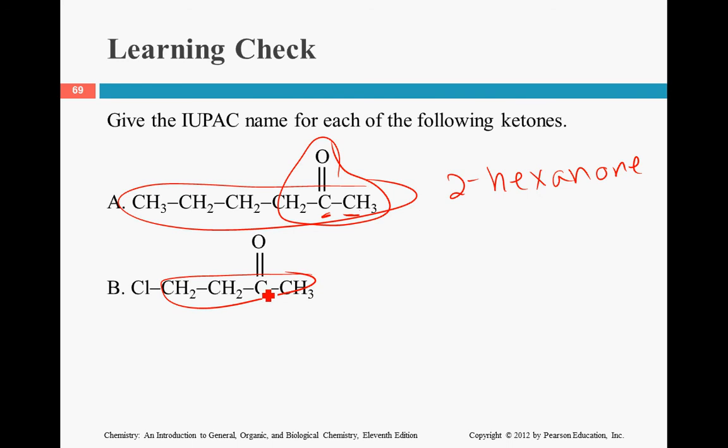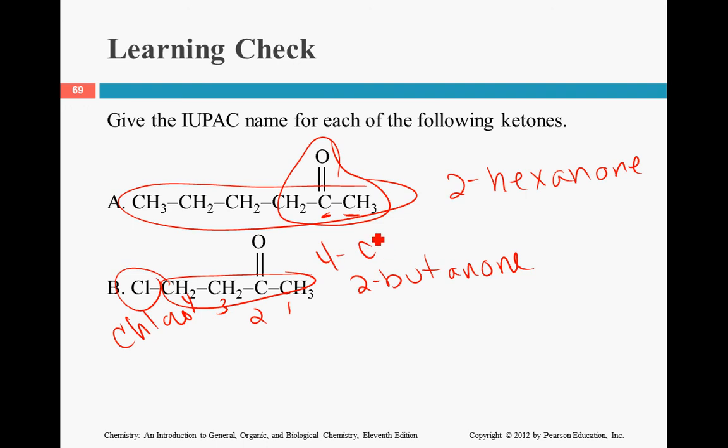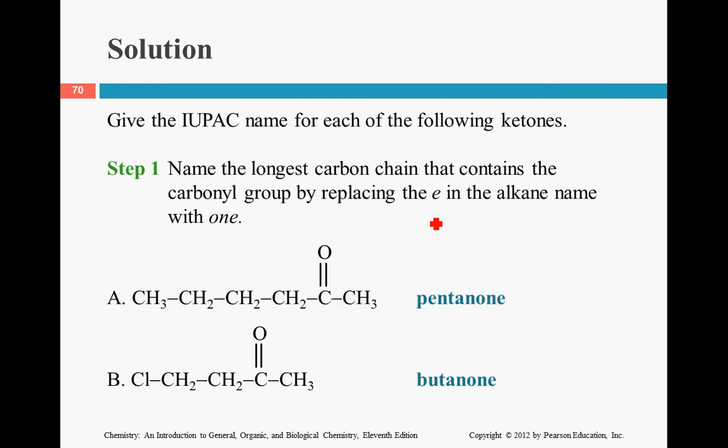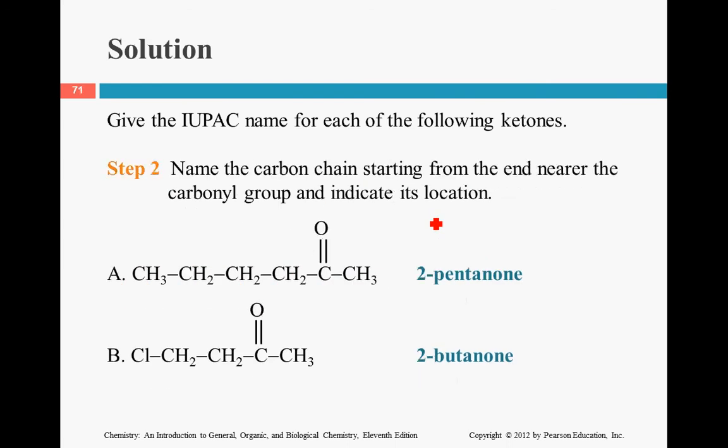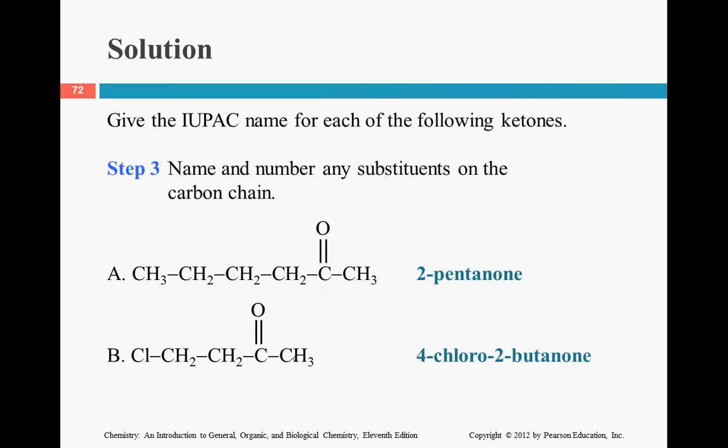Here's our longest chain here. That's butane. It becomes butanone. Once again, it's on the second carbon. We do have another substituent here, and that's chloro. So 1, 2, 3, on the 4th carbon, there's a chloro. So 4 chloro, 2 butanone. First, name them, pentanone and butanone. Figure out where those oxygens are on the 2nd carbon. And then find the rest of the substituents.